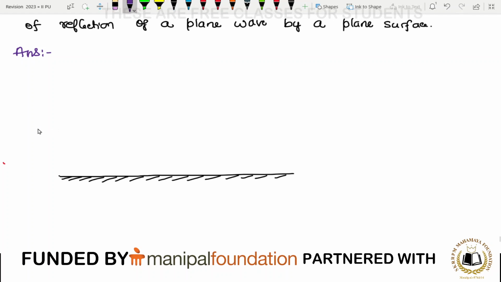Okay. Now a plane wavefront is going to be incident here. This one plane wavefront is incident here. Draw one perpendicular line here. So this is the incident direction. Now at the point of incidence, we'll draw one normal here. This is the normal. So this is the angle of incidence i.